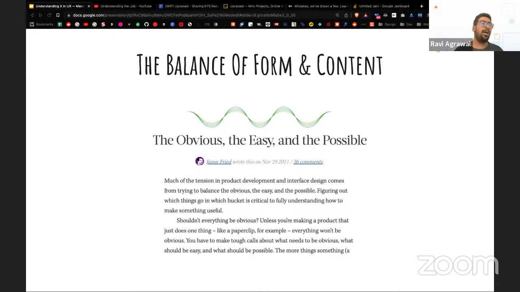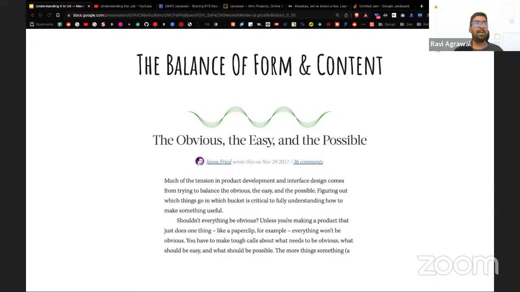What he says in this particular article is that whenever you are designing an interface, or trying to develop a product, most of the tension comes between trying to balance the obvious, the easy, and the possible. Most people will say, hey, this should be available on the first screen, or this should be on top, or I can't do this particular action from this particular screen, right? But not everything needs to be obvious, because if everything is obvious, nothing is obvious. Some things should just be possible. And they can be made possible by hiding them under kebab menus, under different scrolls, and so on and so forth.